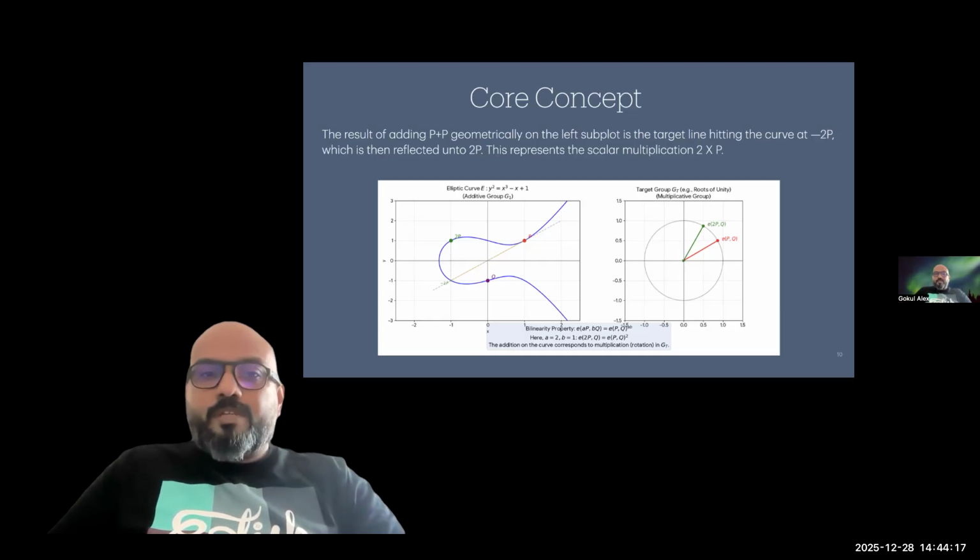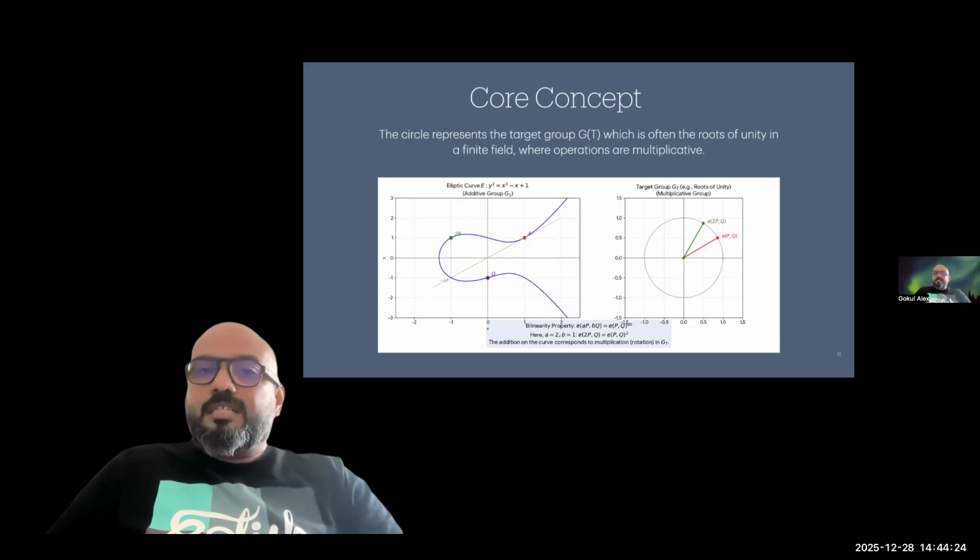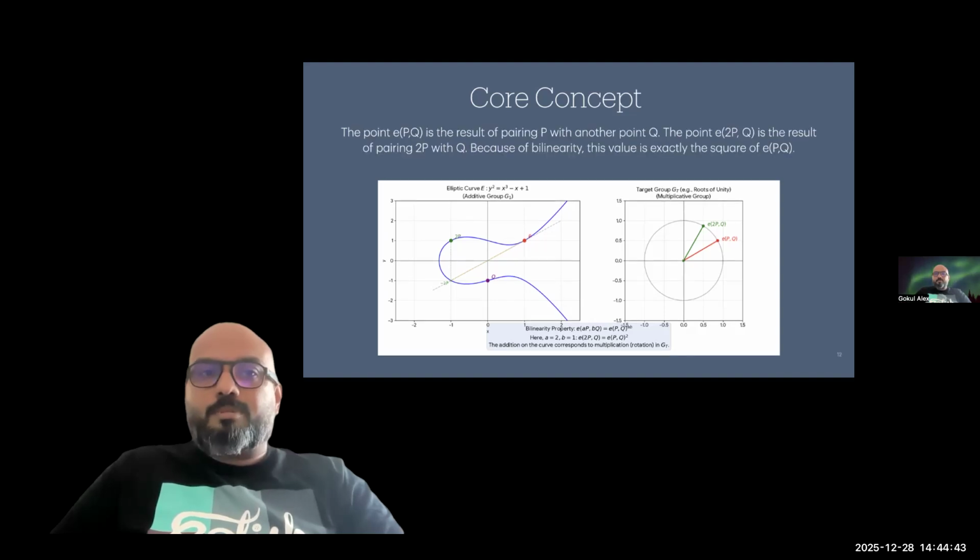So what we're seeing is a multiplication operation, which is represented on the right side as a circle, as a group GT. These target groups are often the roots of unity in a finite field, where the operations are multiplicative. Let's understand how it happens in the group.